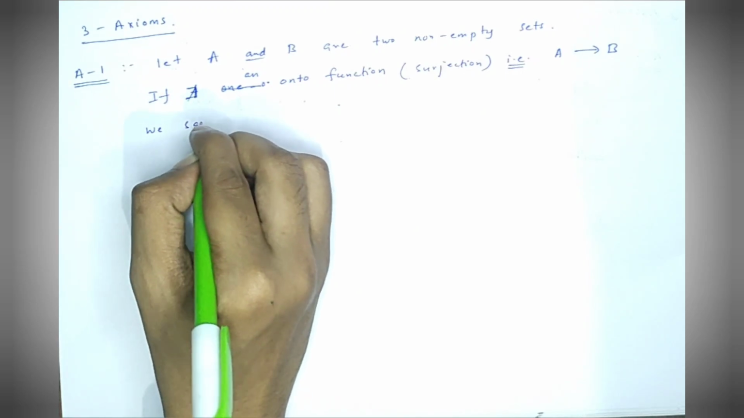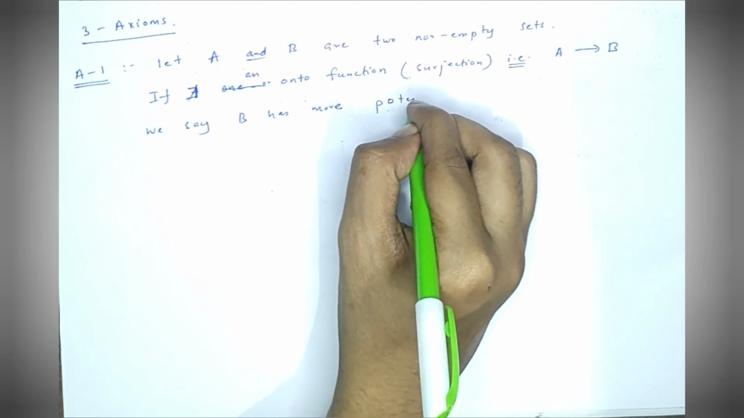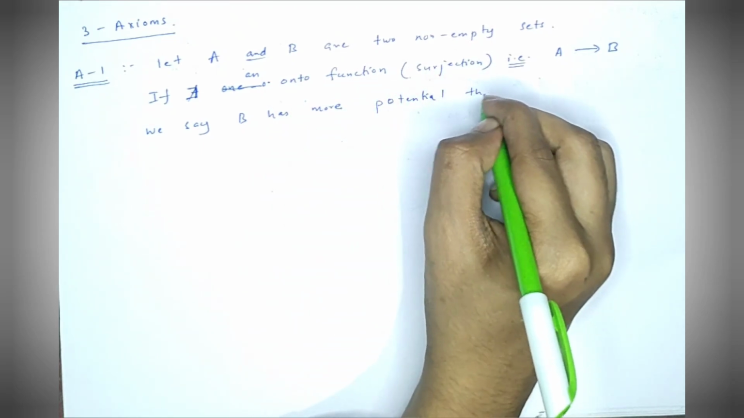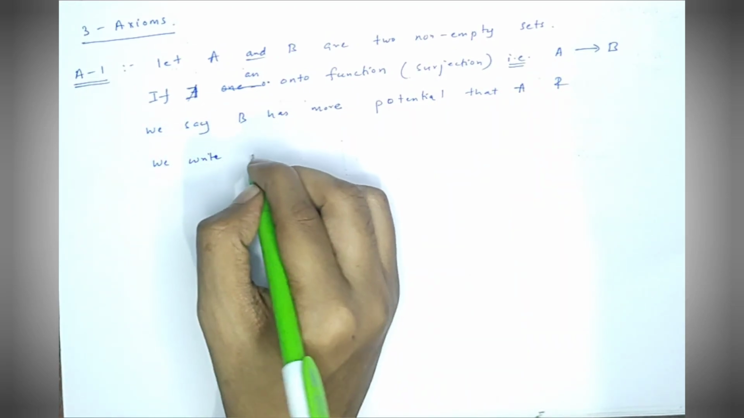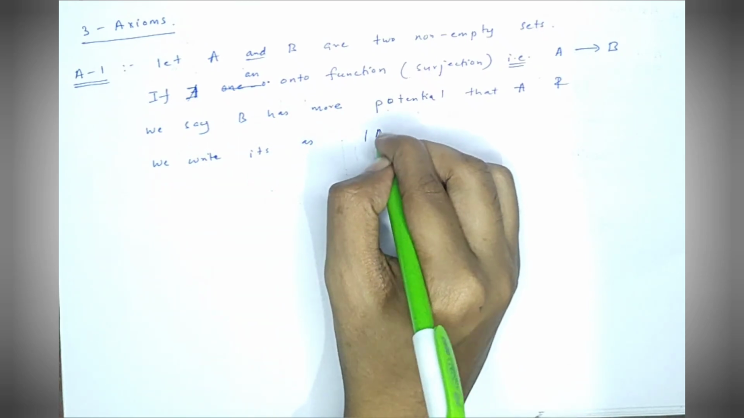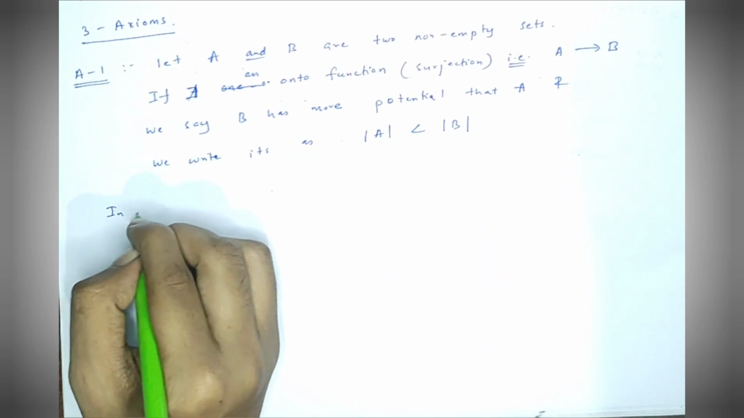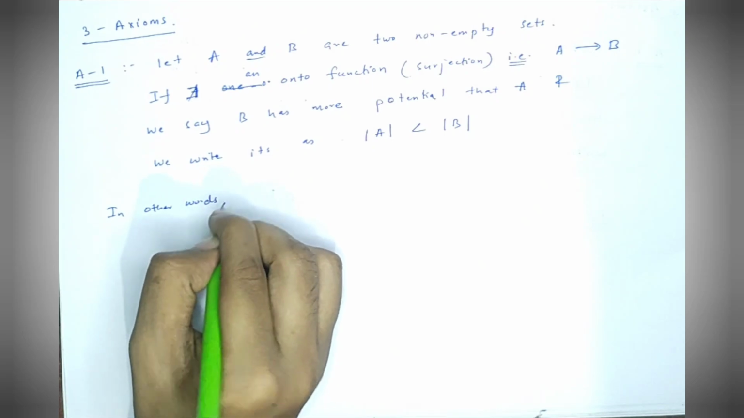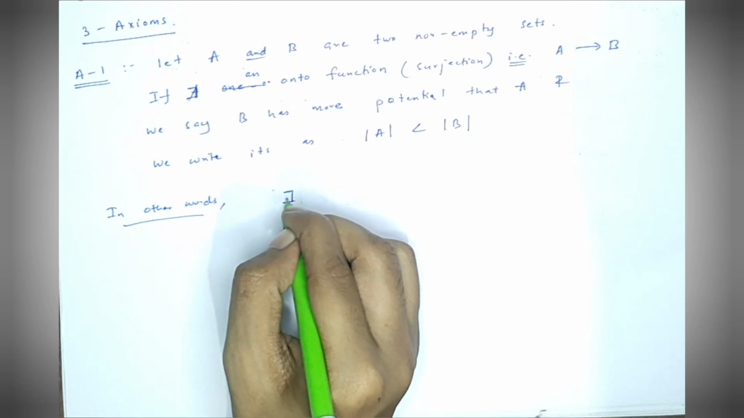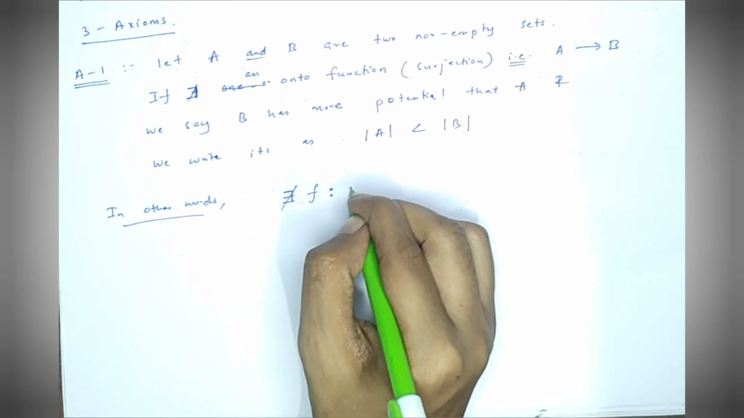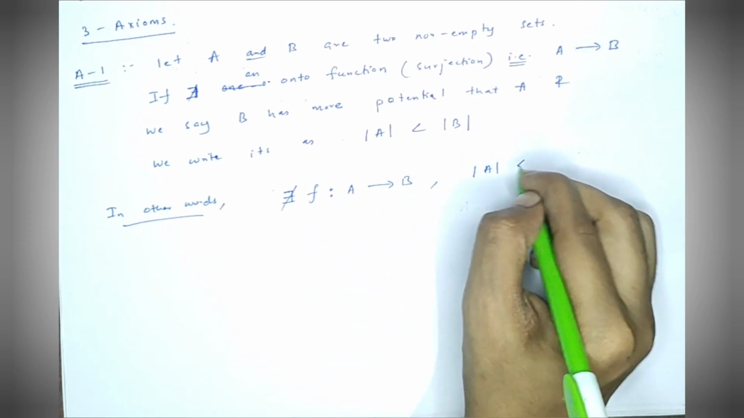we say that B has more potential than set A, and we write it as potential or size of the set A is less than the size of the set B. In other words, we can say that if there doesn't exist an onto function f from set A to set B, then we say that the potential of A is less than the potential of B.